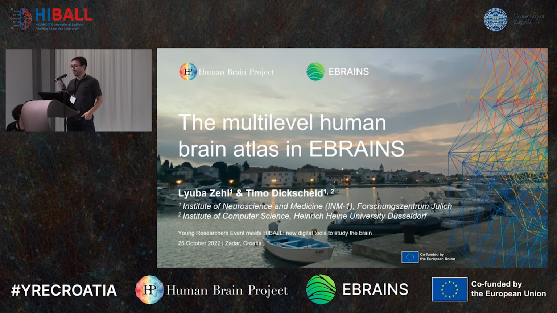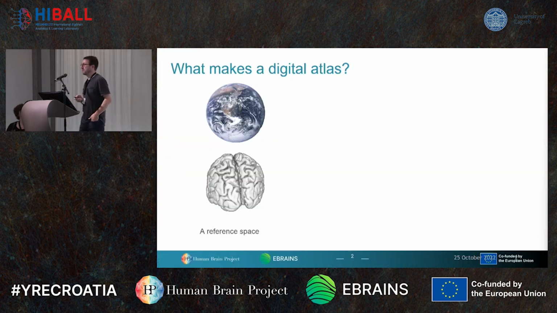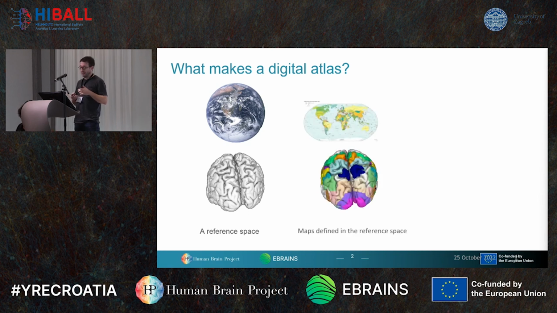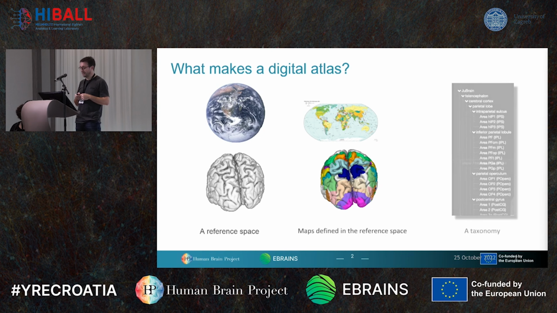And I will be talking about the Human Brain Atlas in EBRAINS, a bit picking up on things that Maya has already introduced and Jan. So when we talk about brain atlases, there are more or less three things that are very crucial to make up an atlas. That is a reference space that gives us a coordinate system for the brain. That is a set of maps defined in that reference space that give us labels or information about the positions in that space. And then we usually have a taxonomy which gives names to those regions and also gives us some information how they are related and what the links between those regions are.